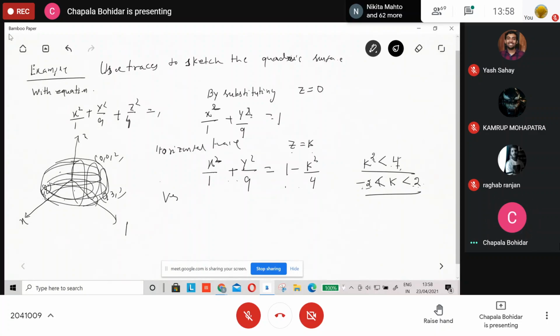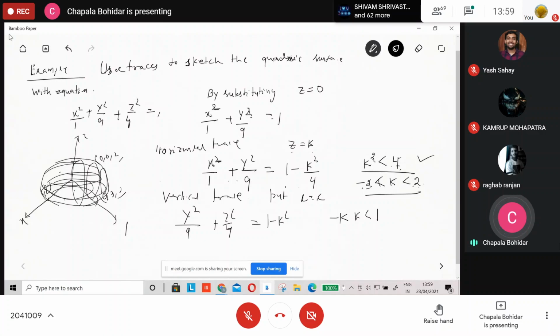Vertical trace. For the vertical trace, put x is equal to k. I can write this equation as y square by 9 plus z square by 4 is equal to 1 minus k square, where k lies in between minus 1 is less than k is less than 1. Clear? So here also I am getting an ellipse. For the vertical trace, I am getting an ellipse. Clear?